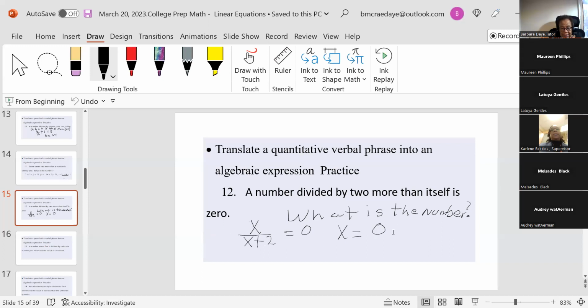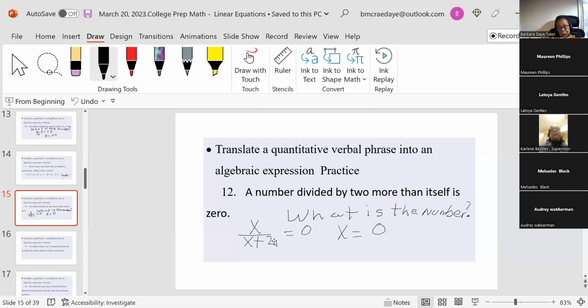So the answer is 0. Question, Audrey? No, it's already saying divide. I thought you were saying divide. Yeah, it said the number divided by. So the number Maureen picked, X, divided by, there we go. And there's the denominator. 2 more than itself is X plus 2.